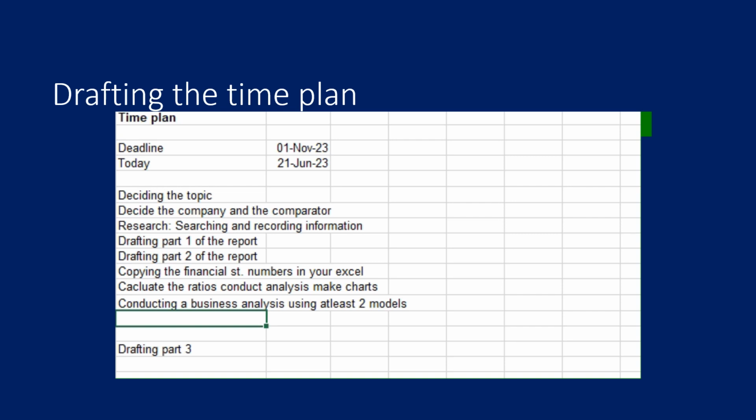Or it could be PESTEL: political, economic, social, technological, environmental, and legal. So you have to discuss what has brought about the changes to the company from its external environment, considering all the elements of PESTEL: political, economic, social, technological, environmental, legal, things like that.